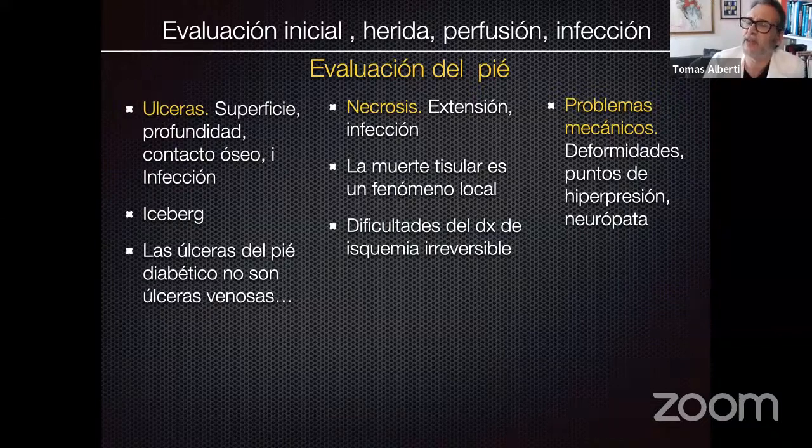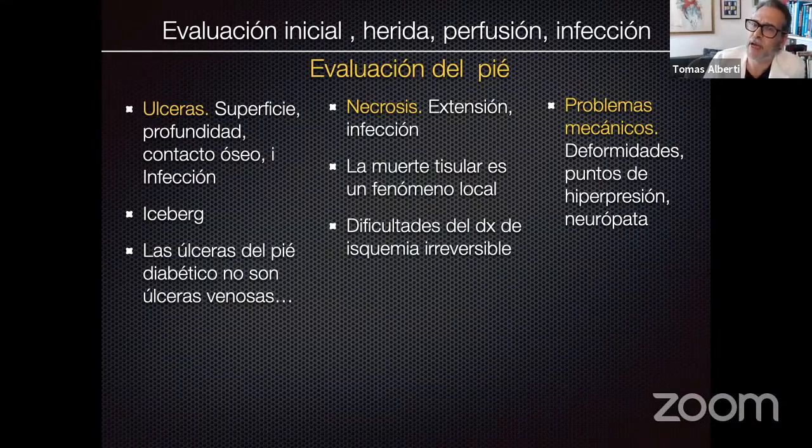Nos interesa ver si hay necrosis, cuál es su extensión, y si existe infección en la necrosis. Tenemos que tomar en cuenta que la muerte tisular es un fenómeno local y es muy difícil diagnosticar una isquemia realmente irreversible. Decir que porque existe determinada necrosis, que puede ser superficial, una pierna no es revascularizable o es intratable, e ir a una amputación primaria, a veces es una decisión difícil de tomar y muchas veces errónea.